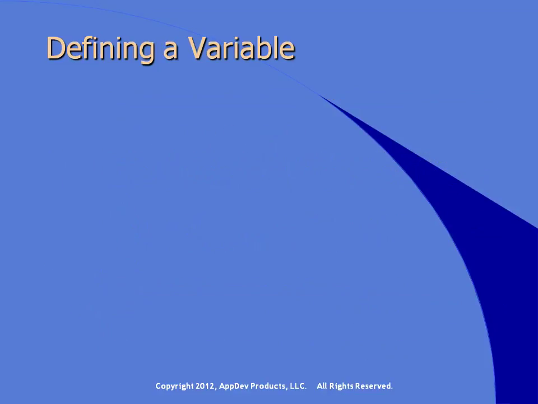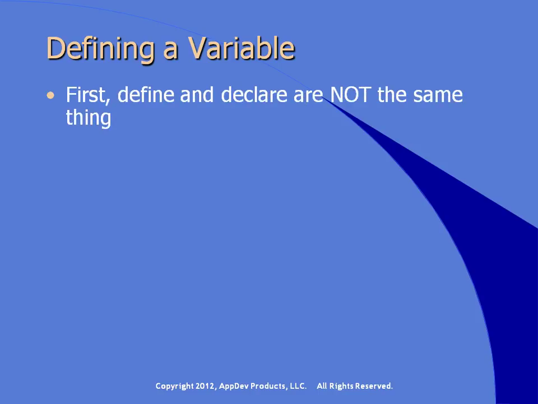What we want to do now is talk about the difference between defining a variable and declaring a variable. This is particularly important in object-oriented programming, although it really should be important to any programming language, and to any programmer. Define and declare are not the same thing. We tend to use those two words interchangeably.